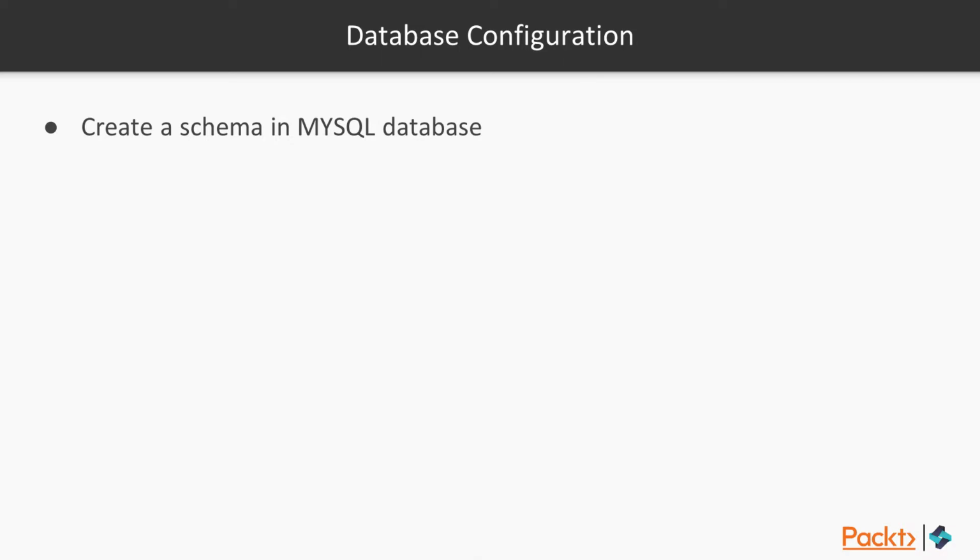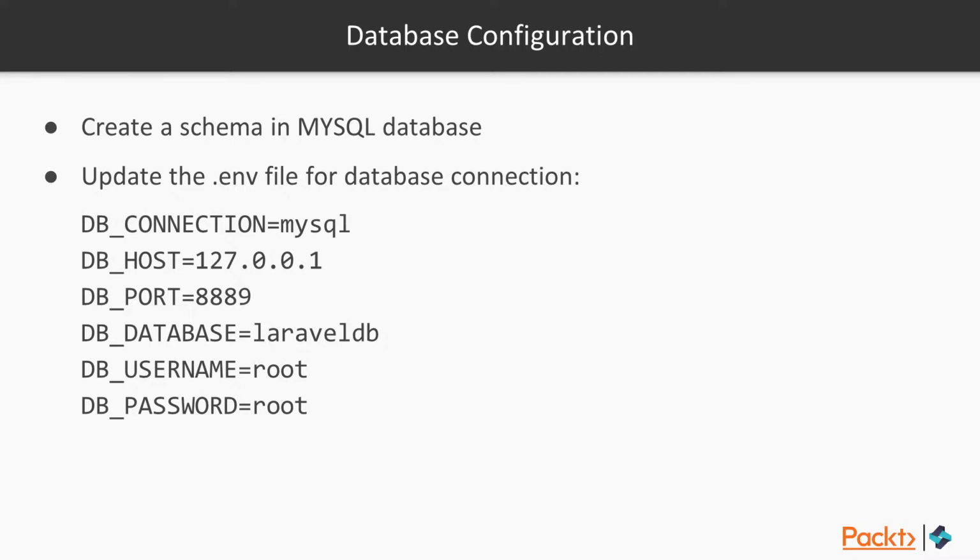a model. So for database configuration, create a schema in your MySQL database, and then update the .env file with the information. Remember, this information is with respect to my machine. So please make sure that if it is Windows, it's not 8889, it's 3306. Then the database name, whatever your database name is, your username and your password.